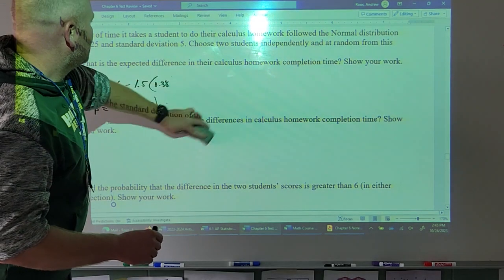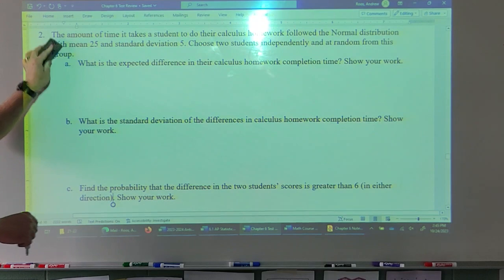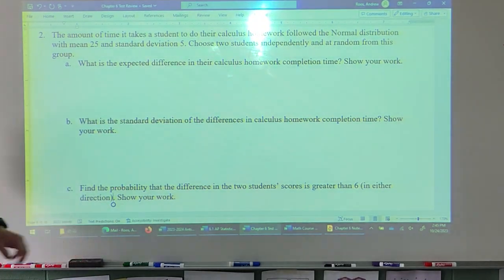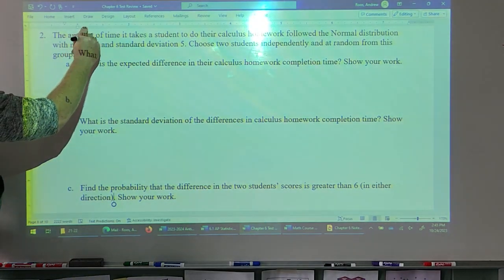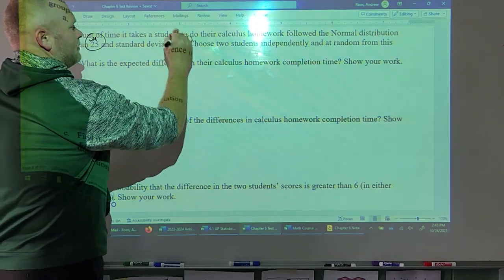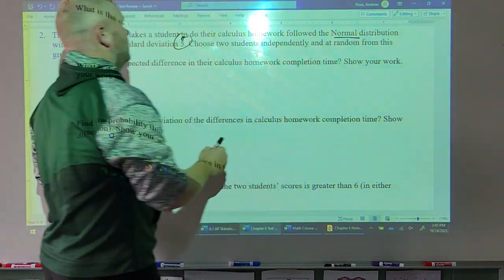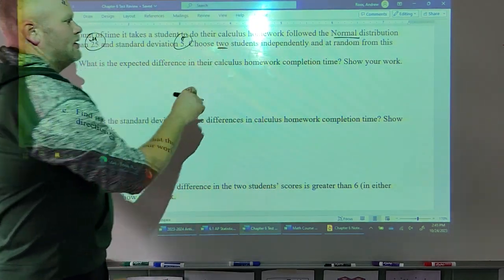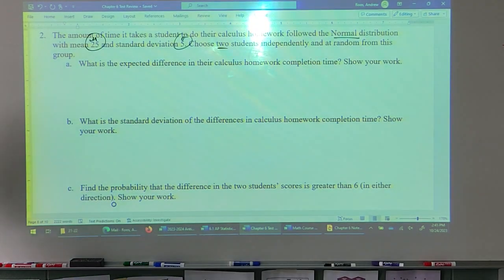The amount of time it takes a student to do their calculus homework followed a normal distribution with a mean of 25, standard deviation 5. Choose 2 students independently at random from this group. What is the expected difference in their calculus homework completion time?